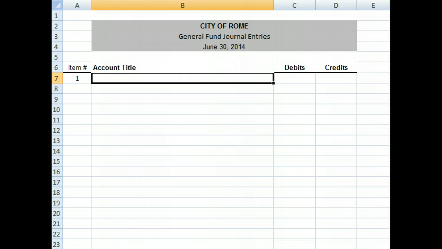In problem 4-6 you're looking at the city of Rome, and basically you're trying to determine, by looking at their post-closing trial balance for one year end and for the subsequent year end, and looking at their debits and credits, you're trying to recreate those journal entries. So let's get started.